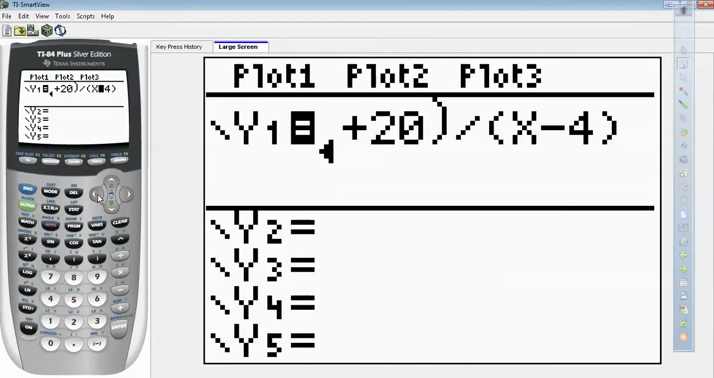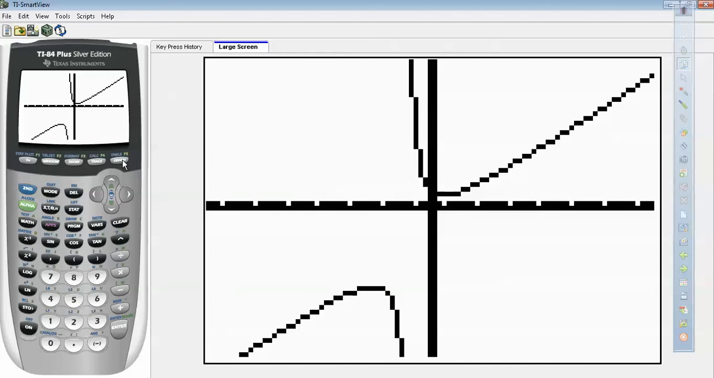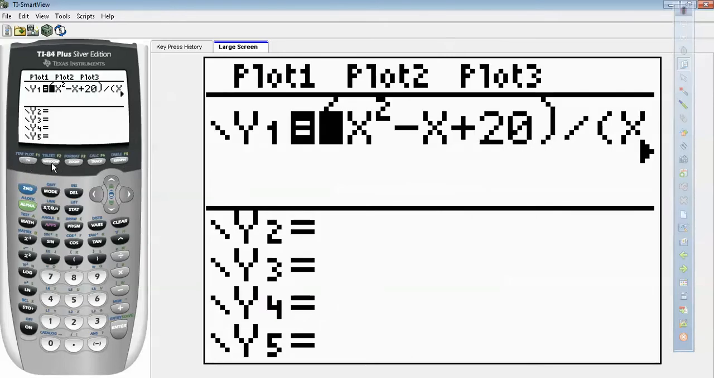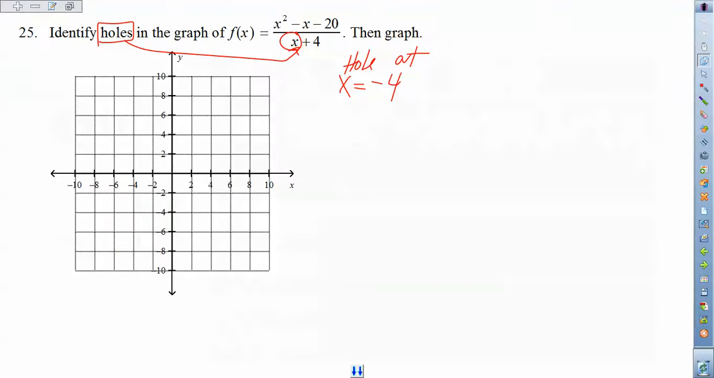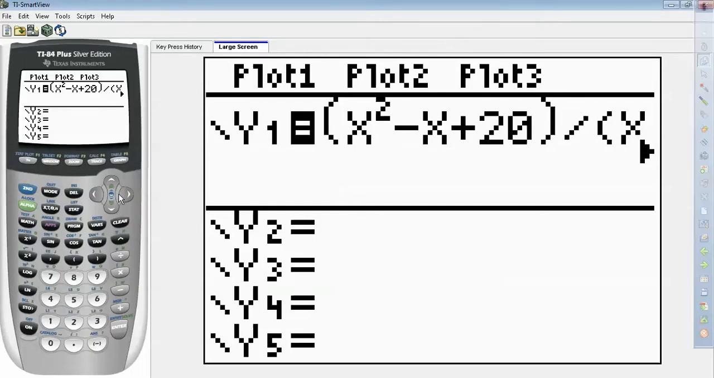Always a good idea to check your equation after you type it in to make sure you're actually telling the calculator to do what you want it to do. Now we graph it. Wait a minute, something's up here. Ah, I see the problem here. That was supposed to be a minus 20. I don't think I have that. Yep, I got plus 20 here, so let's go back and change that. That should be a minus 20.